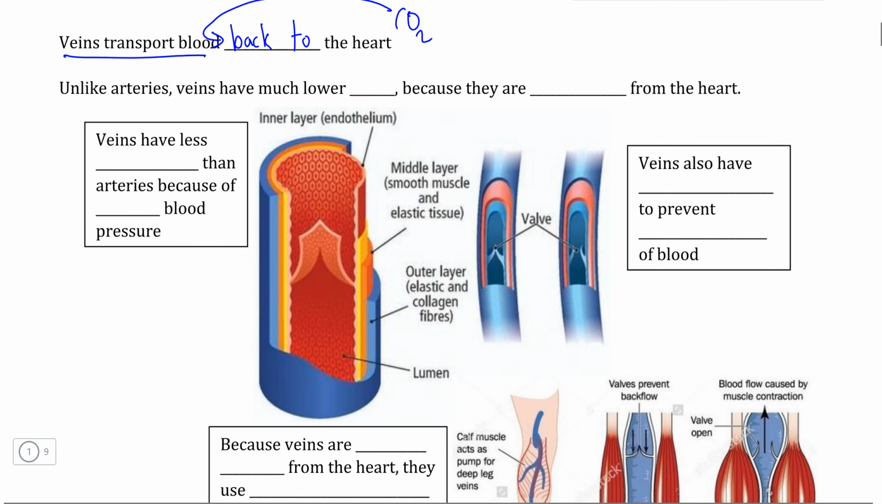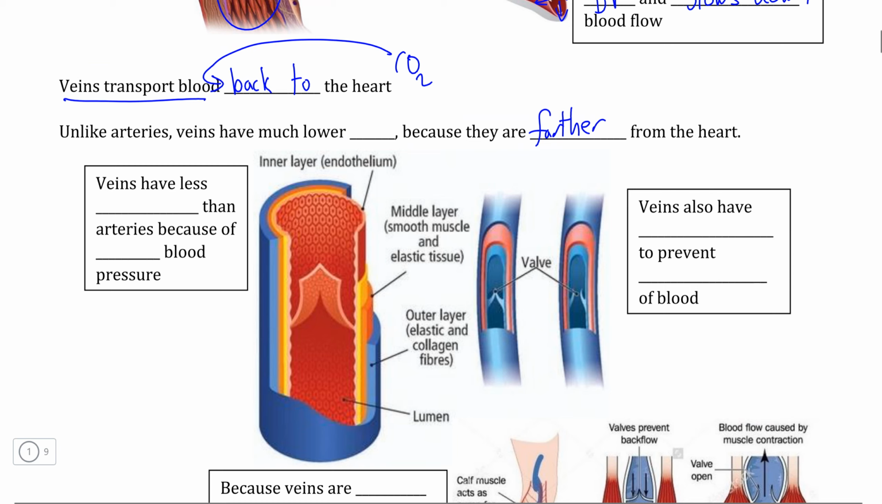Now, because veins are much farther away from the heart, meaning they are farther away from the left ventricle that contributes most of the force required for increasing blood pressure, the muscular layer does not need to be as thick as it is in arteries, because veins in general are subjected to a much lower blood pressure and therefore don't really need to expand or contract in order to alleviate blood pressure or speed up the flow of blood.